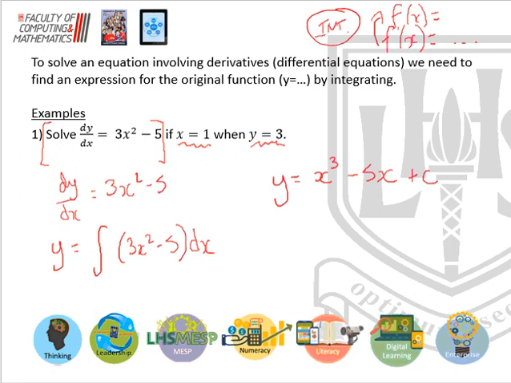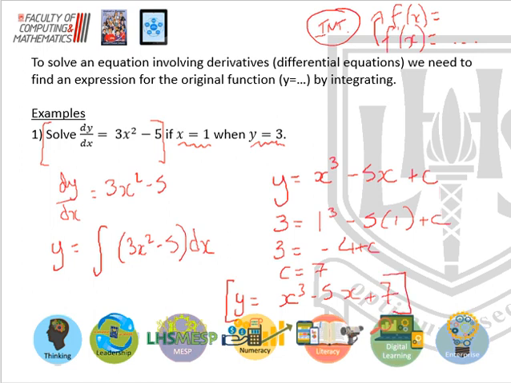It might take the form of a coordinate, or in this case, just telling you x equals 1 when y is 3. Now, if we know x is 1 and y is 3, that means we can substitute these points in. So y is 3, x is 1, and that will leave us an equation we can solve to find out c. So 3 is equal to minus 4 plus c, so c is equal to 7, which means our particular solution in this case is y equals x cubed minus 5x plus 7. That is us solving that differential equation.